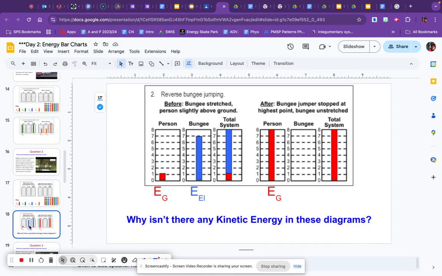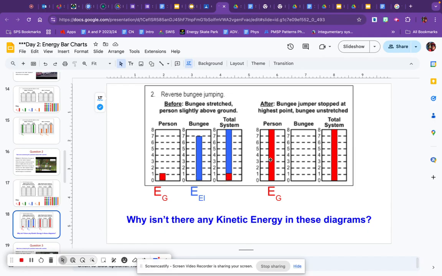So this is the reverse bungee jump. This is the energy transformation that happened. The person was above ground, so he had potential. And then that elastic band was loaded with energy when it was stretched. So the system was total 8. So we have 1 for gravitational potential, and then 7 for elastic.